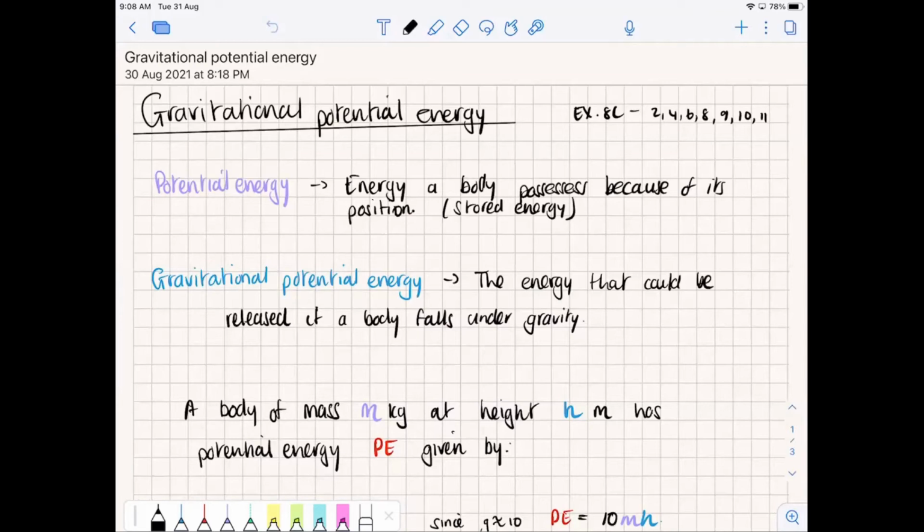Okay, so gravitational potential energy is not like kinetic energy, but is very similar. If something has kinetic energy, it has energy based on the fact that it is in motion. So if I throw a cricket ball at you, Dominic, then that ball, based solely on the fact that it has motion, has some form of energy, because if it hits you, it's going to hurt. Potential energy is basically energy that a body possesses because of its position.